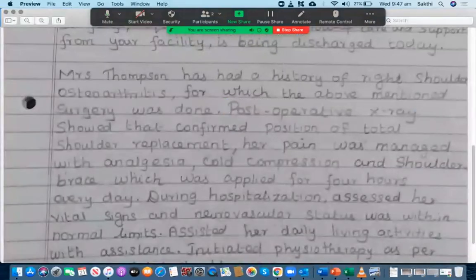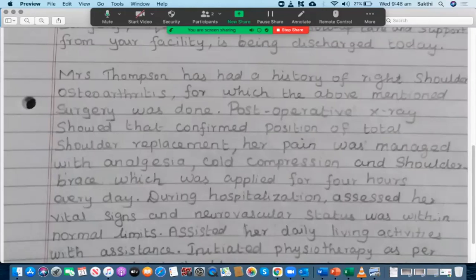Showed that confirmed the position of total shoulder replacement. Her pain was managed with analgesia. See, you should have put a full stop here and started a new sentence in the next one. So don't try to write really long sentences if you feel that your grammar is not up to the mark. You can slowly increase the length of the sentences, but in the beginning, I would recommend you not to write longer sentences, because you lost grammar here.